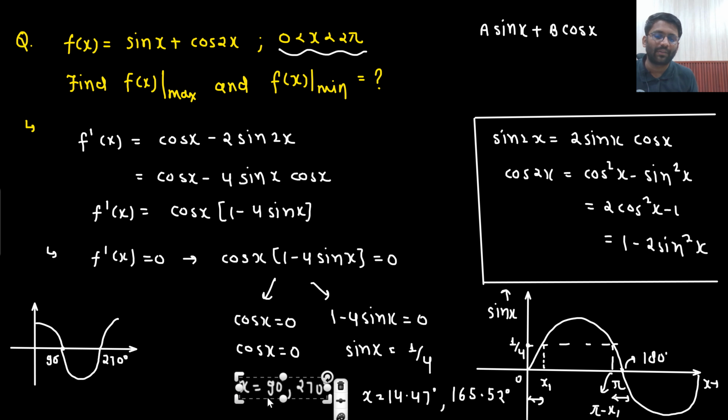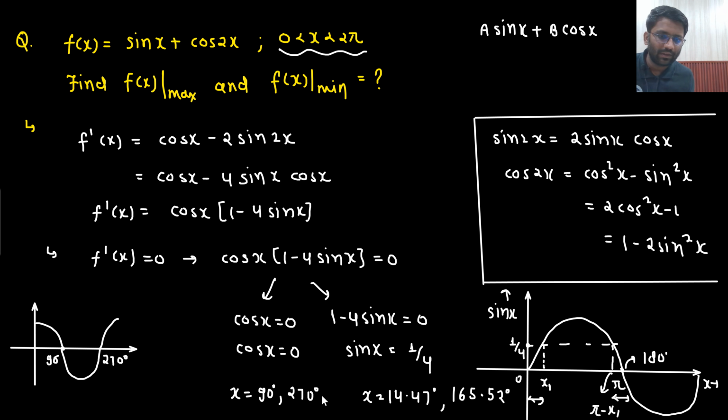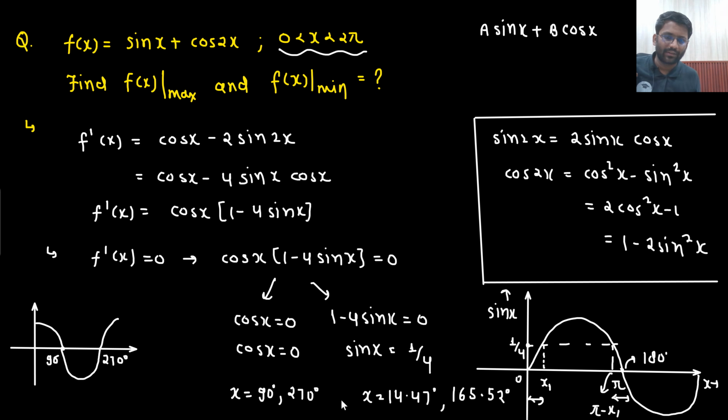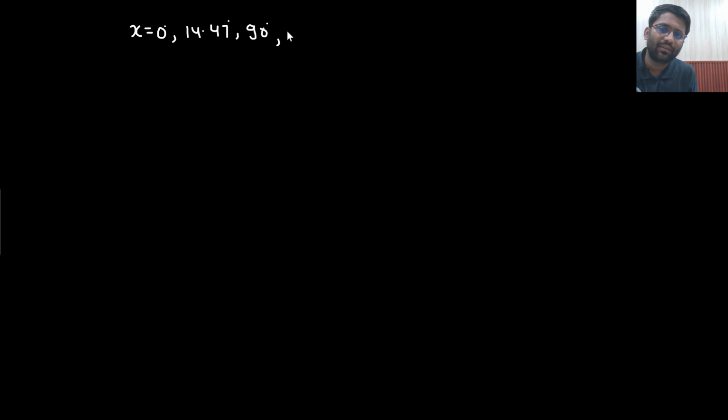Along with that, we will care about the boundary points as well. So what all points will we care about? We will care about these points: x equals 0 degree, x equals 14.47 degree, x equals 90 degree, 165.52 degree, 270 degree and 360 degree. These are the points we will care about.